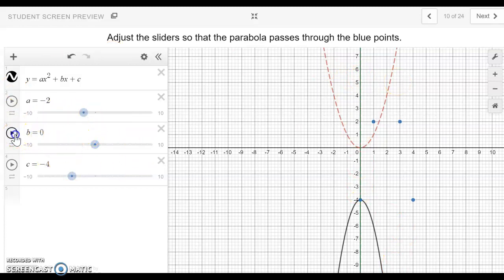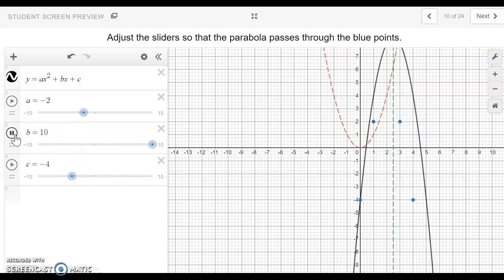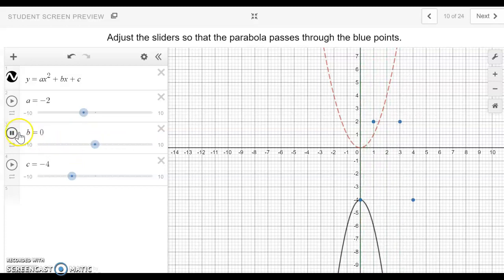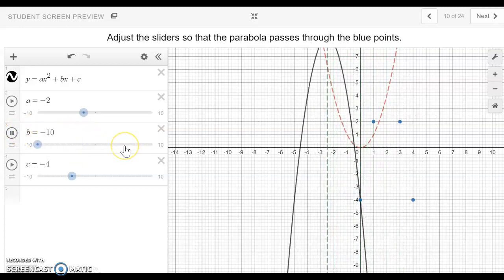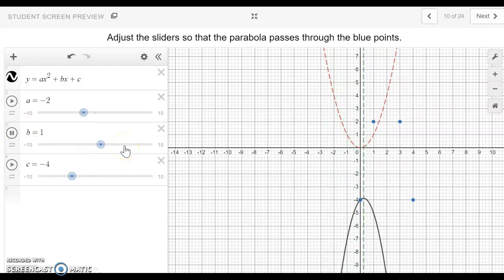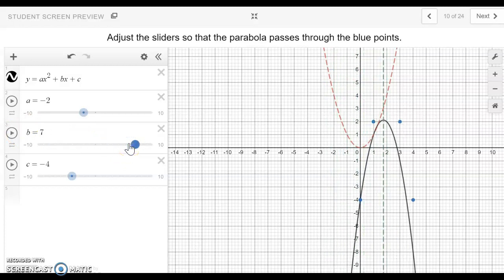So I'm going to go ahead and play that and see where it looks like it's moving. I'm going to kind of hit stop where I think. Here it comes. Maybe there. Okay, so it's not quite in my position. And what I'm noticing is that this green line here is my axis of symmetry.